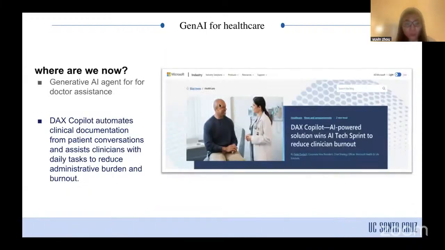Also, thanks to the emergence of large language models, we have seen generative language AI agents for doctor assistants. For example, one piece of work is called Dax Copilot from Microsoft. It automates clinical documentation from patient conversations and can also assist clinicians with daily tasks to reduce the administrative burden and burnout.